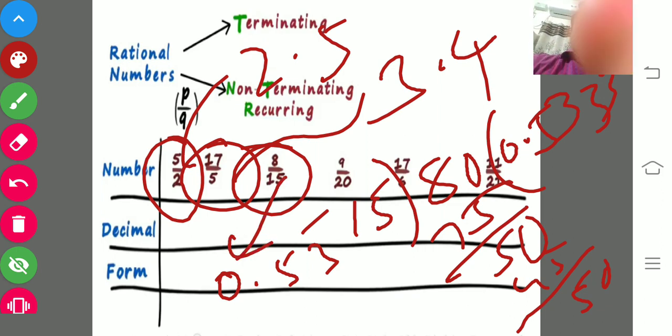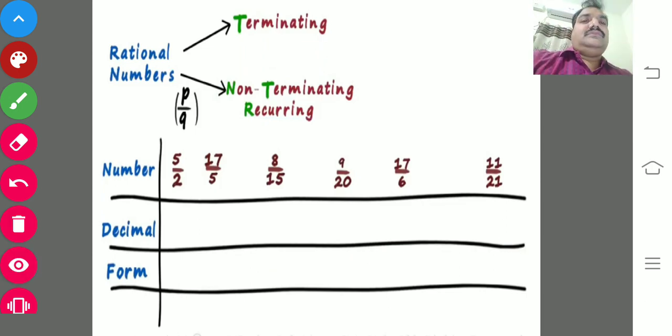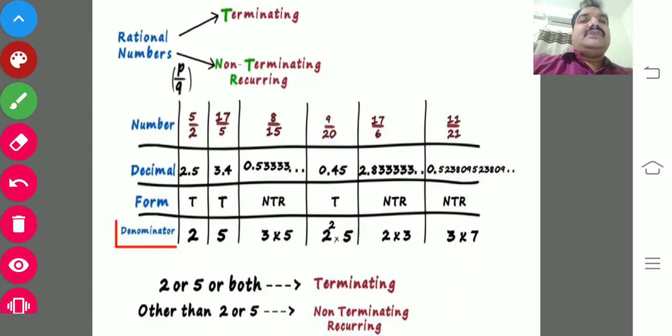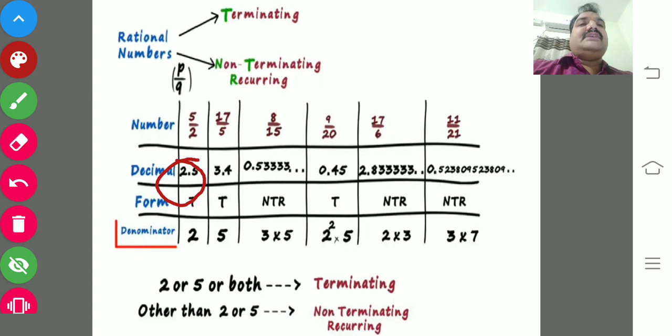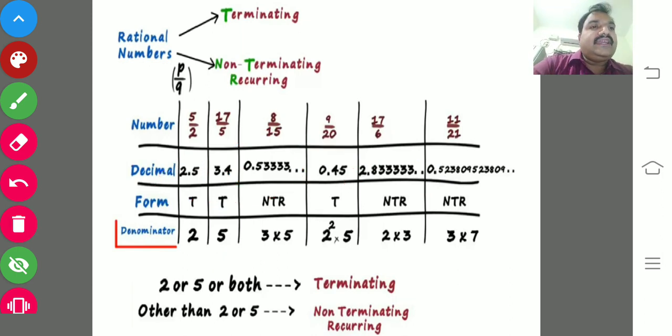So like that if you calculate all, you will get the first answer 2.5, the second answer 3.4, and 8 by 15 is nothing but 0.53 bar, 0.5333 going on. This is also 0.45. The next one is 2.83333 and so on, and 11 by 21 you will get 0.523809. Again it will repeat 523809.